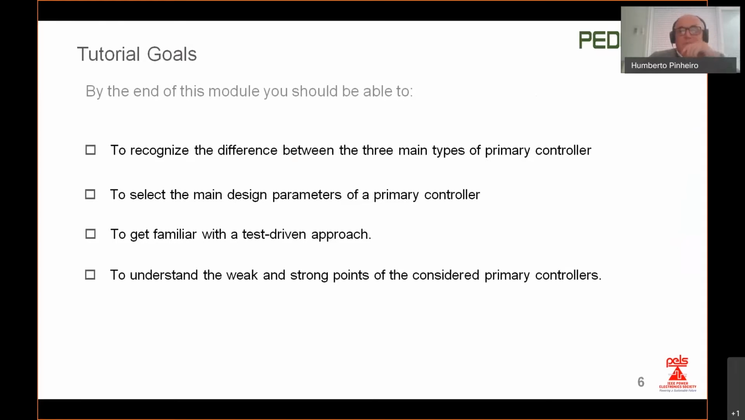Even though the small signal analysis, for instance, gives you a feeling of the relation between the states and the modes and so on, it does not address the case of a short circuit or large disturbances or saturation. And so the test-driven design makes it possible to capture the waveform in different operating conditions and make the analysis and see the good and weak and strong points, as I mentioned, of these controllers.